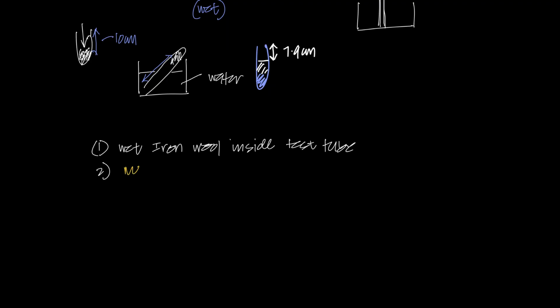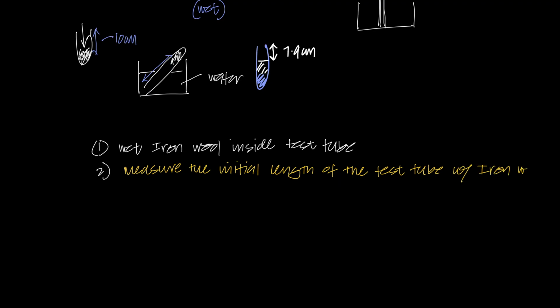Obviously, I will measure the initial length of the test tube with wet iron wool. Here is the iron, and I'll start measuring from here. It's okay, but I don't want to go into the complexities of measurement, so it's okay to start from where the iron wool is present. Let's suppose this was the iron wool right here. I'll measure this, and let's suppose that's 10 cm. I'm also going to write the reading, that is 10 cm.